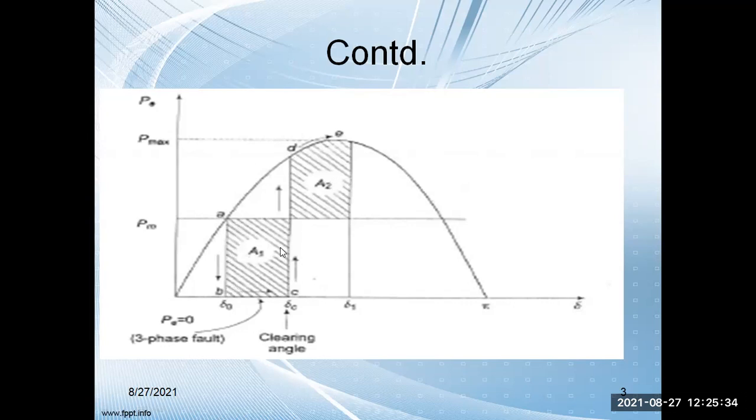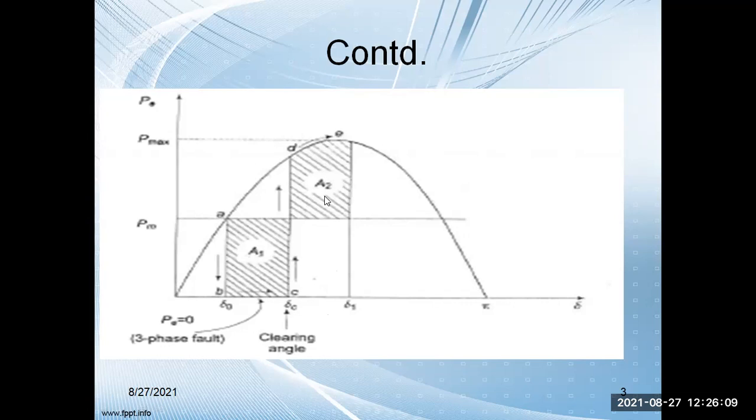So we know this is your accelerating area. This is your A1, the area covered under this particular curve. This is your mechanical input curve, and below this power angle curve, this particular area is your accelerating area. The rotor is accelerating up to this point. After that, it will start decelerating, which means it will go back again. This particular area is known as the decelerating area.